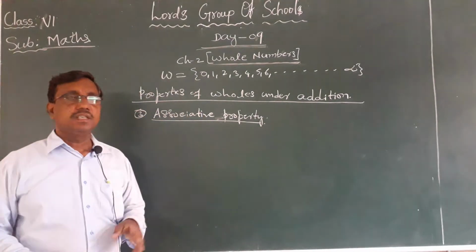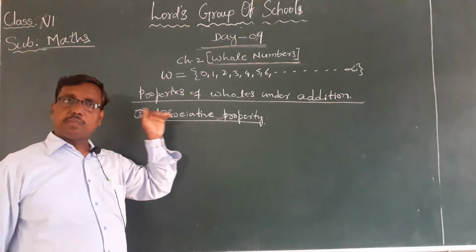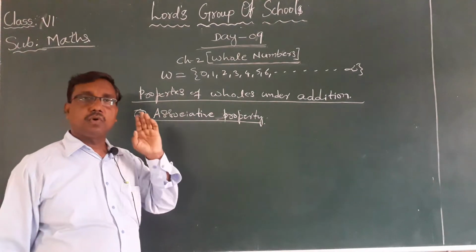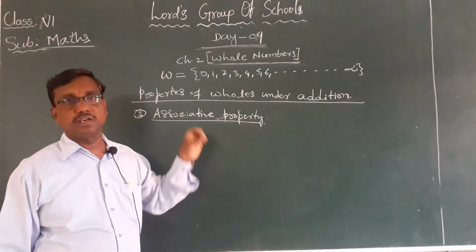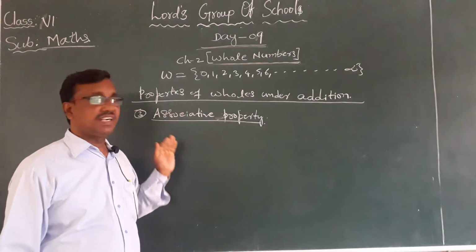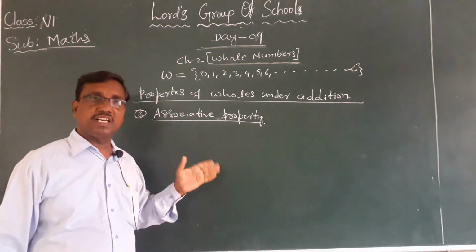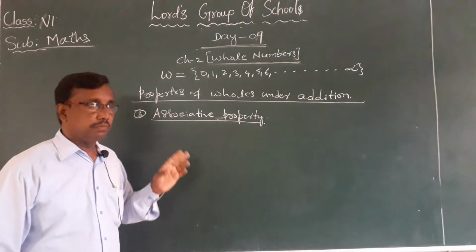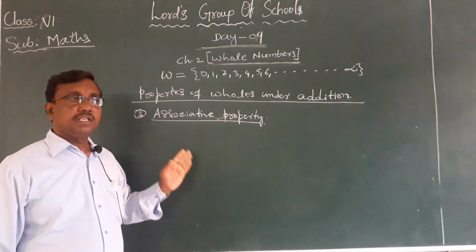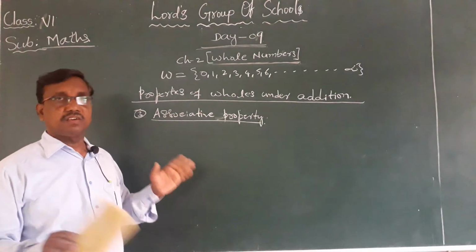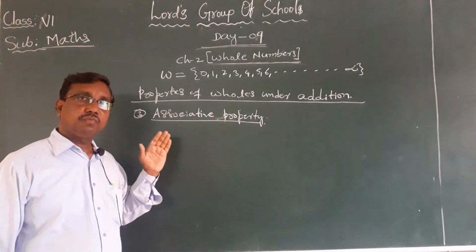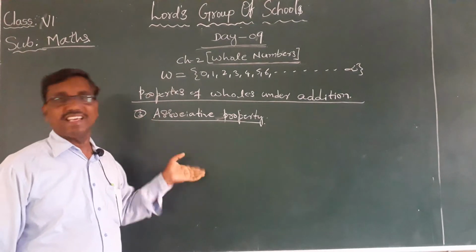So in this case, first, in the closure property, we have taken two whole numbers and we found their sum. That sum is also a whole number. The second property, that is commutative property, there also we have taken two whole numbers and we found their sum in two ways, right to left or left to right. From that what we learn is, we can find the sum of any two whole numbers in any order.